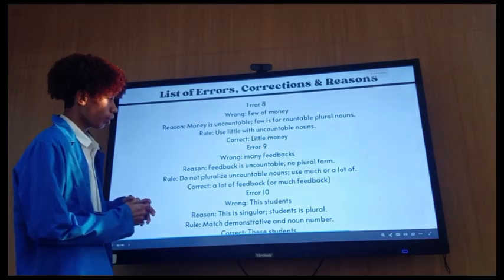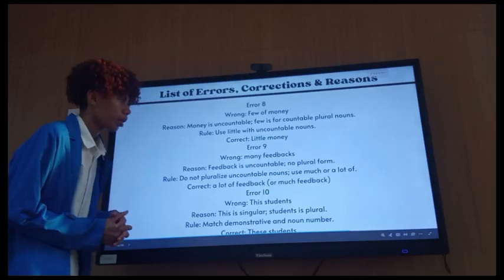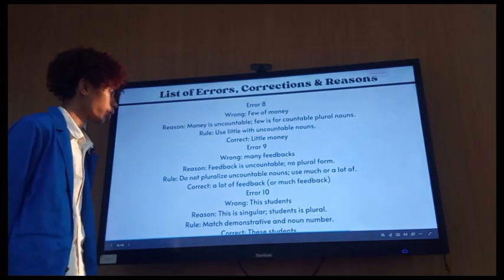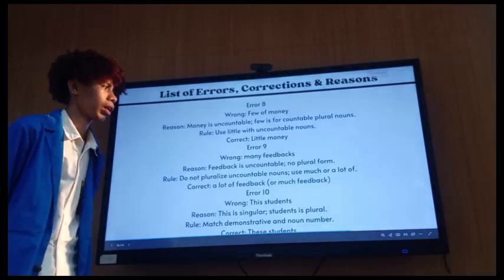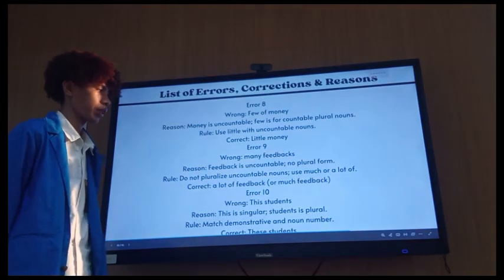Error 9. Wrong: "many feedbacks". Reason: feedback is uncountable, with no plural form. Rule: do not make uncountable nouns plural; use "a lot of". Correct: "a lot of feedback" or "much feedback".